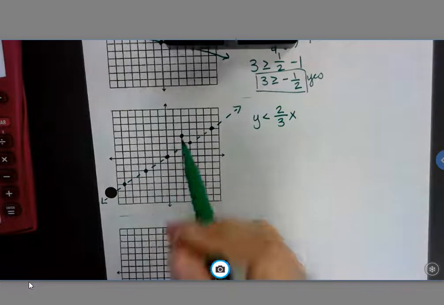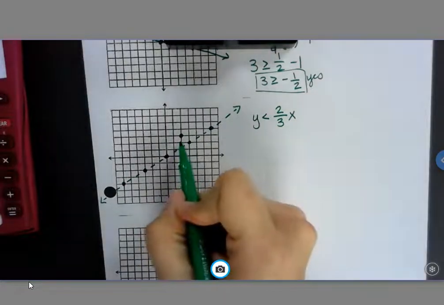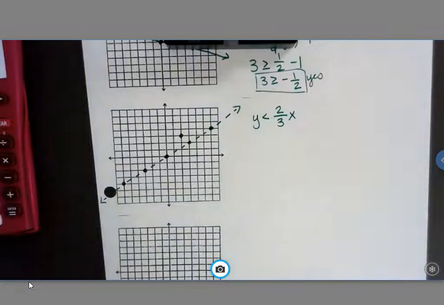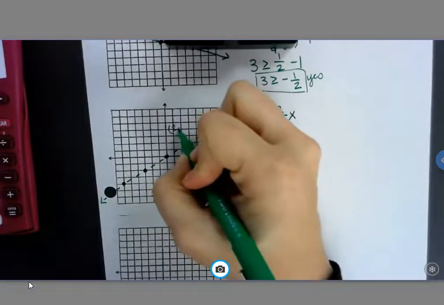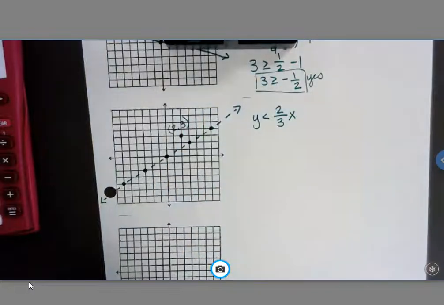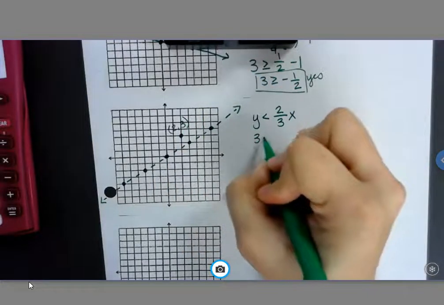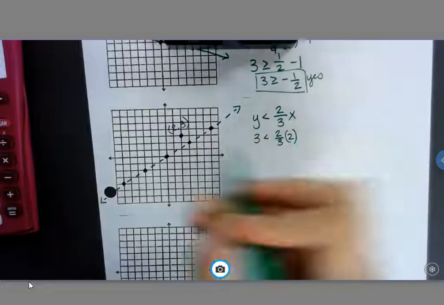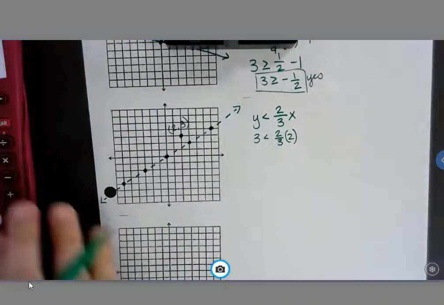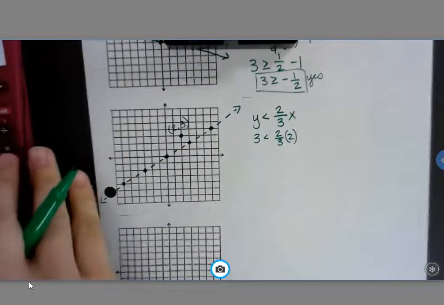All right, now you need to test a point on either side. Since I already accidentally put that point in there incorrectly, I'm going to go ahead and use that. So that point is +2, +3. So for y, I'm going to plug in 3. For x, I'm going to plug in 2. You can pick any point on either side of this line.